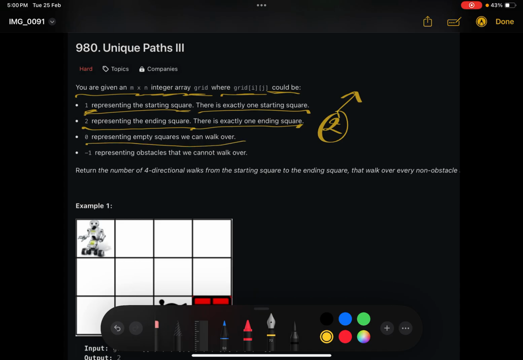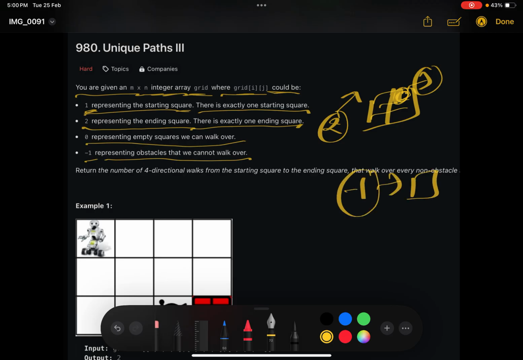0 represents the empty squares we can walk over, which means we can go through these cells. Minus 1 represents an obstacle that we cannot walk over. Minus 1 is an obstacle, which means there is a brick and you cannot go through this brick.